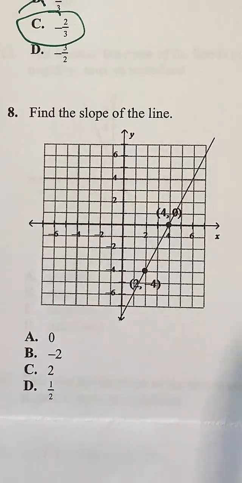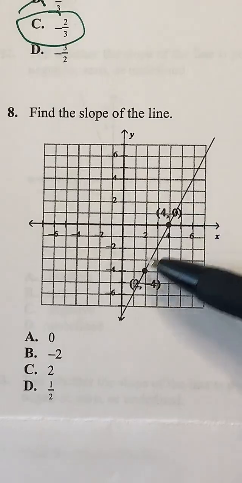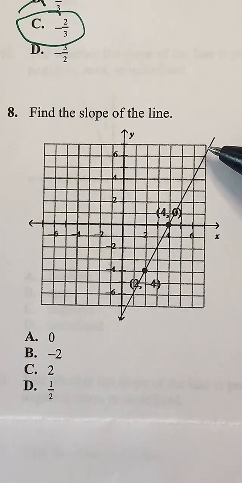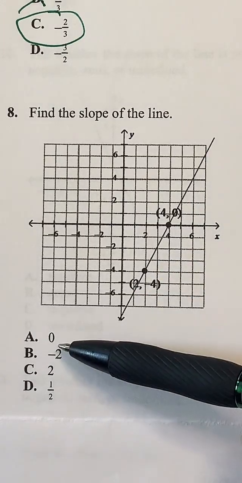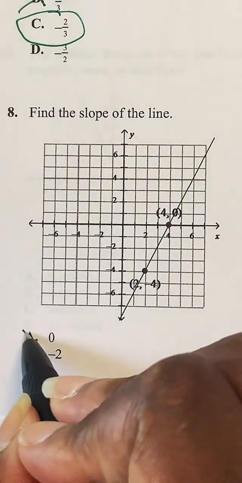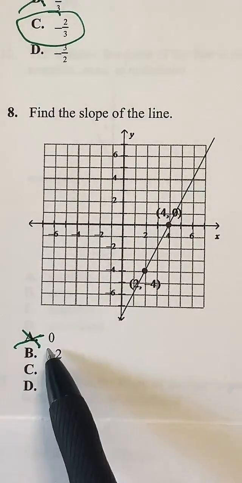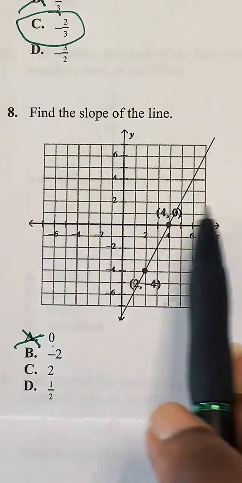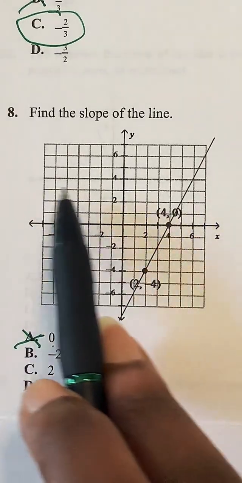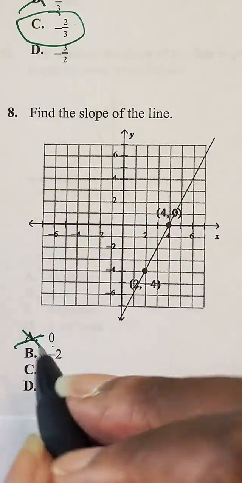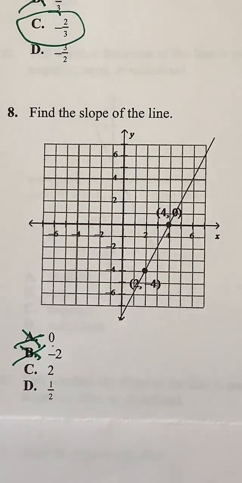From left to right, this graph is increasing. So that means my slope is also going to be positive. So when I look at my answer choices, it's not A, okay? A 0 slope is going to be straight left to right, and it only goes through the y-axis. B is negative, so that one's out.